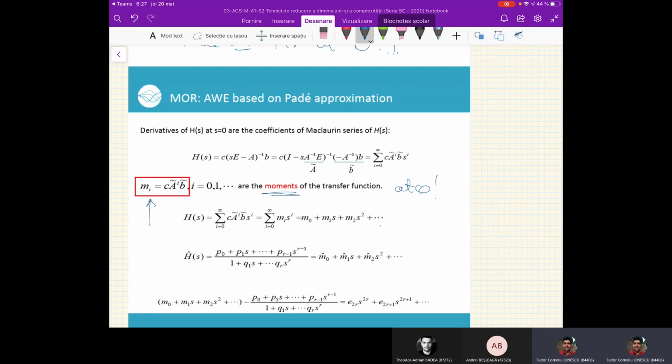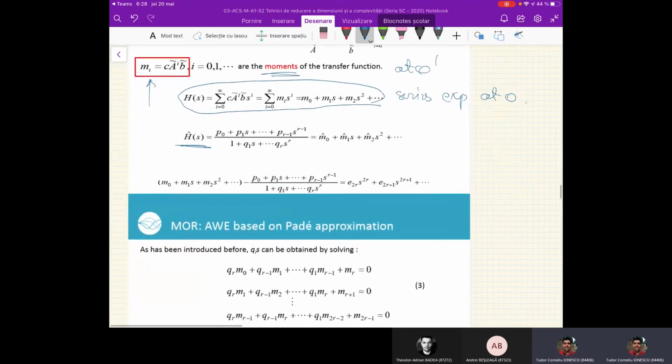This is the series expansion at 0. Okay? And this is the series expansion at 0 of h tilde.